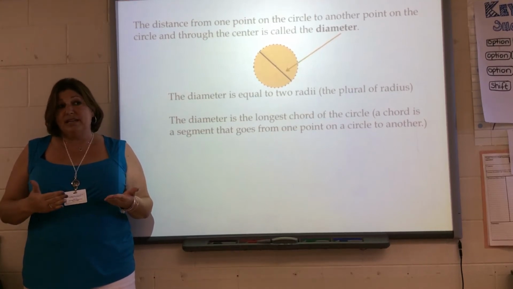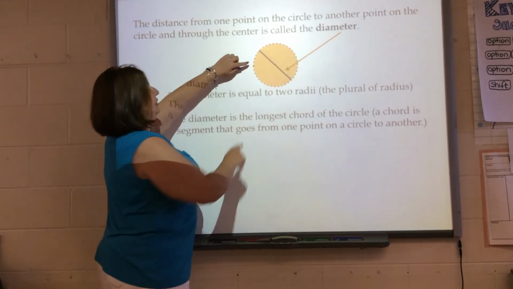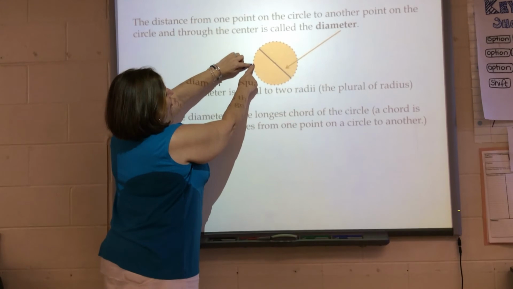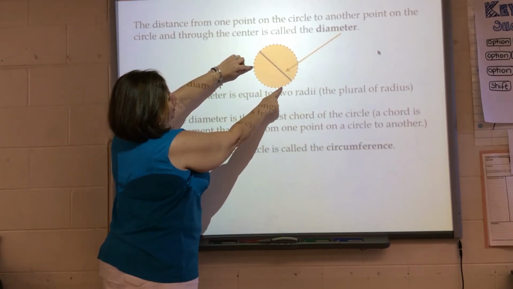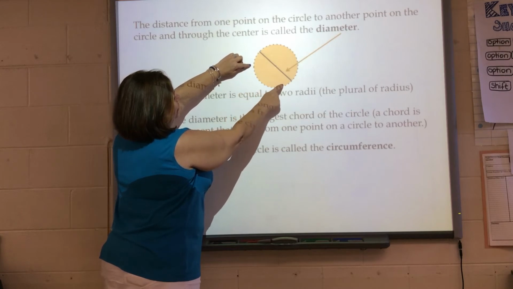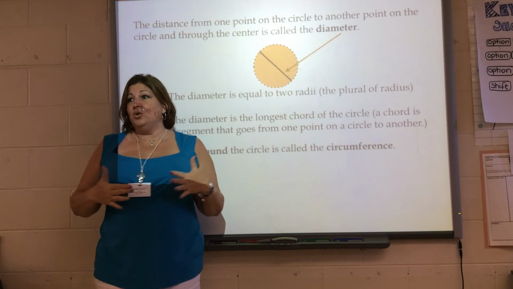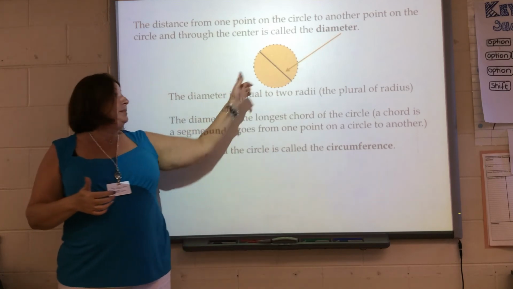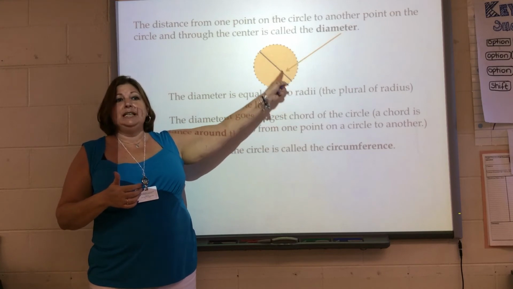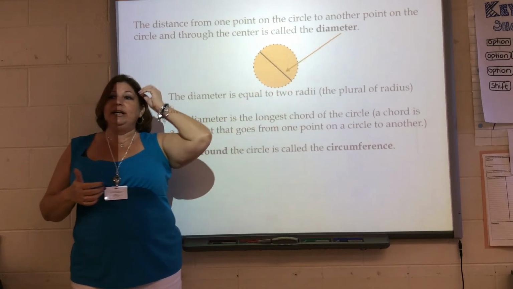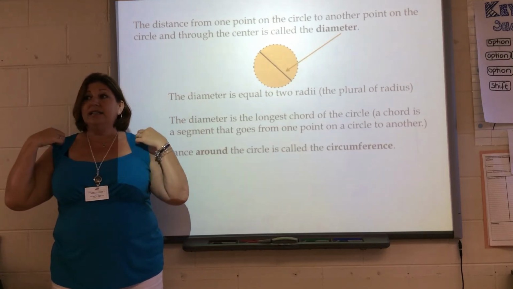Now, chord is something that we learn later in 8th grade. A chord is any segment in the circle that extends from one point on the edge of the circle to another. So this would be a chord. I could have a chord here, but the longest chord in the circle is the diameter, because it goes from one point on the circle to another point and through the center point, the longest distance I can possibly draw inside the circle.